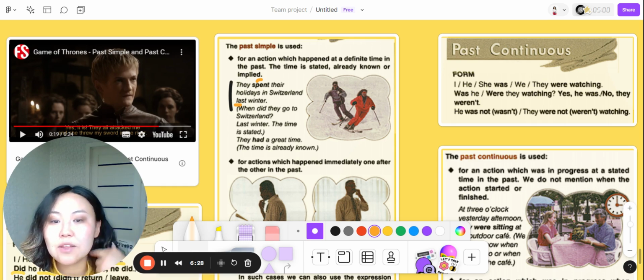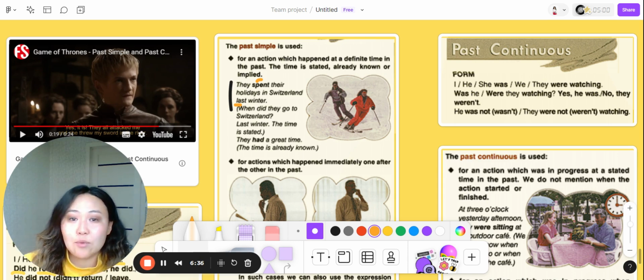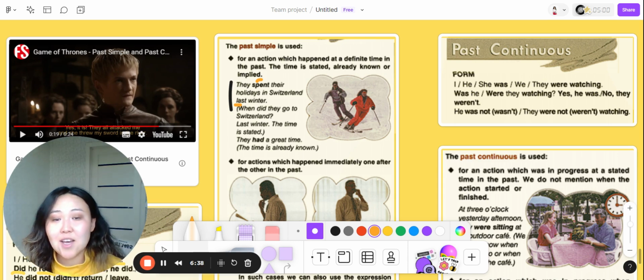So also some other examples we can use. We can talk about your last summer. For example, last summer I went to Boravoye, or I went to Shymkent, or some other things. When I was at my 16th birthday, I did this, that, and so on and so forth. So the time is stated.